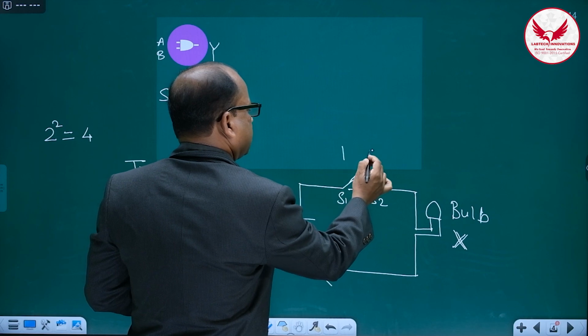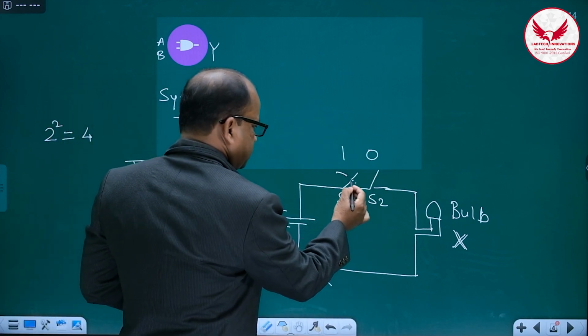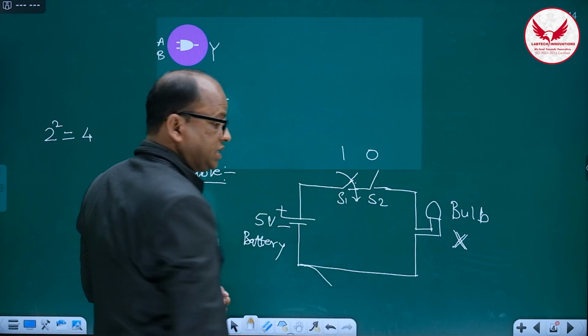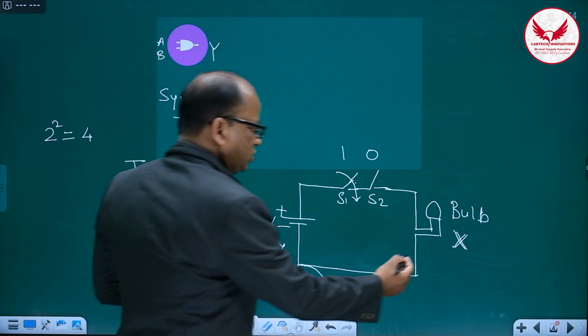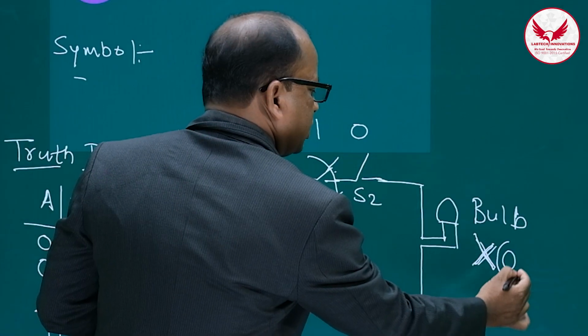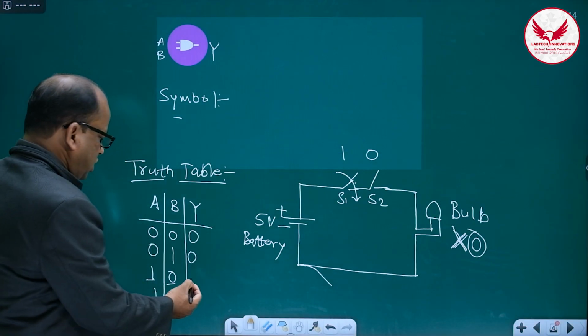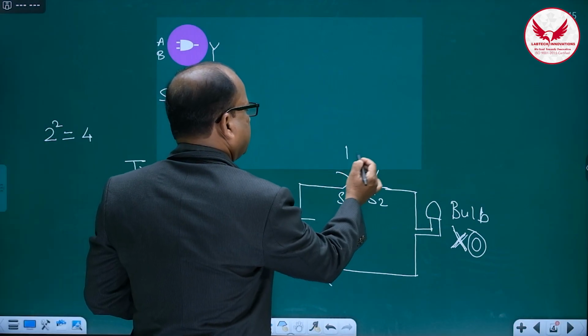This is 1 and this is 0 combination. So in this case, the S1 switch gets closed, still S2 gate remains open. So in this case also, the output is 0, that means bulb will not become on. So here the output is 0. Next, the last combination is 1 and 1.